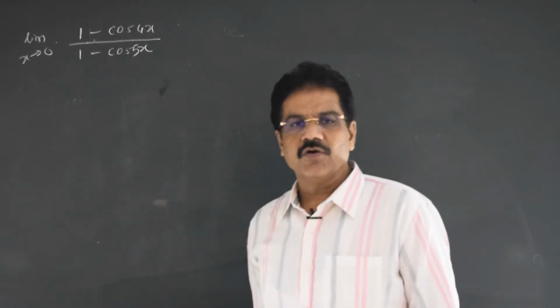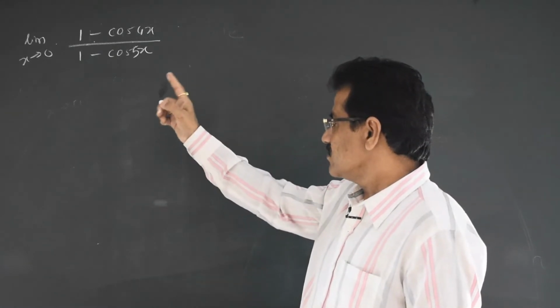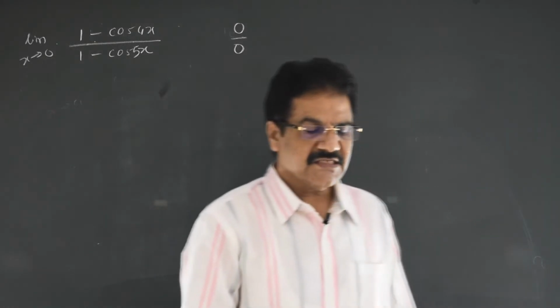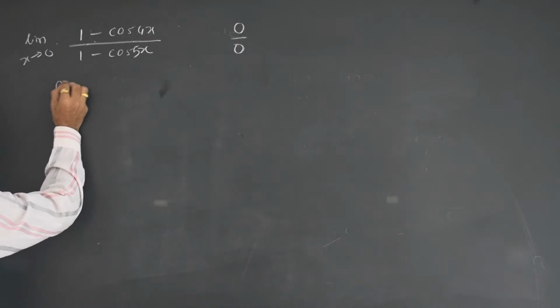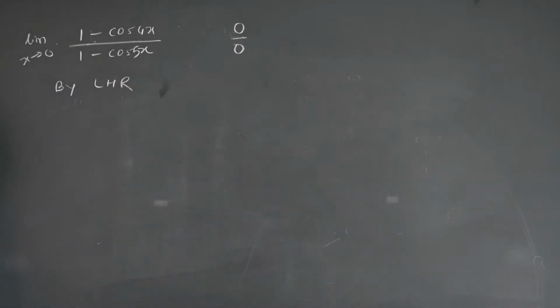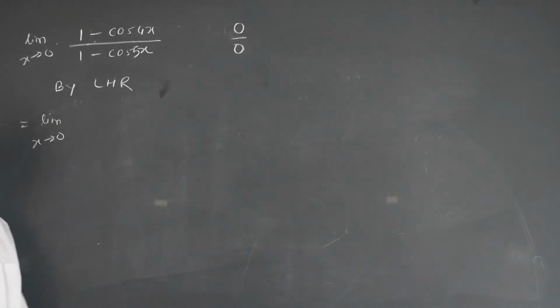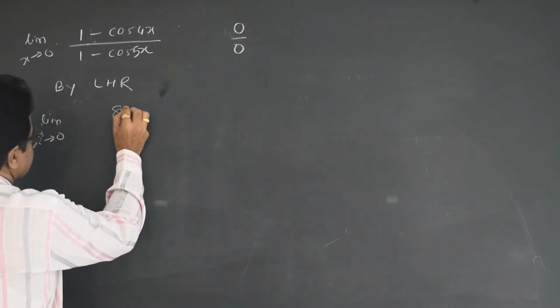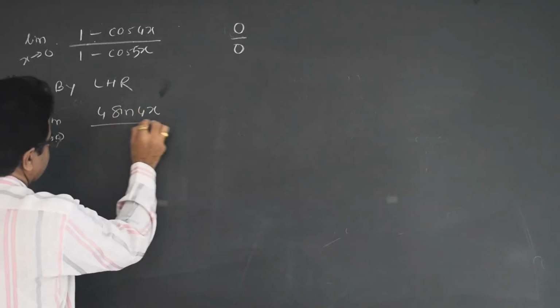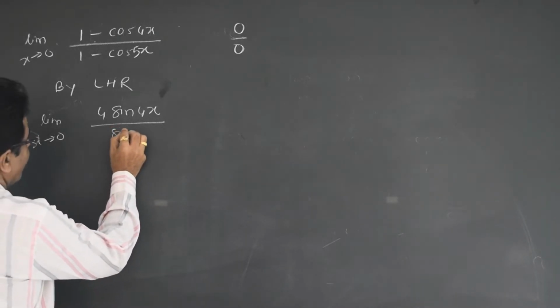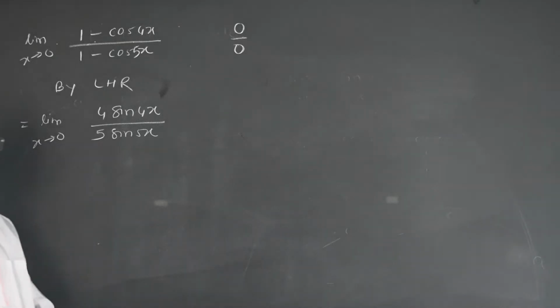If you put x equal to 0, there will be cos 0. In numerator, it is 1 minus cos 0, means 1 minus 1, which is 0, and denominator is also 1 minus 1, means it is in the form of 0 upon 0. And now we are going to apply L'Hospital's rule. So by L'Hospital's rule, we get limits as x tends to 0. Derivative of 1 is 0 and derivative of minus cos is plus sine. So it is sin 4x, and then derivative of 4x is 4. Next, denominator, once again derivative of 1 is 0 and derivative of minus cos is plus sin 5x, and then derivative of 5x is 5.